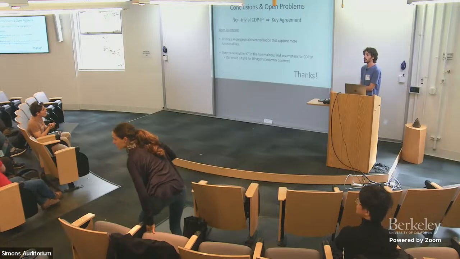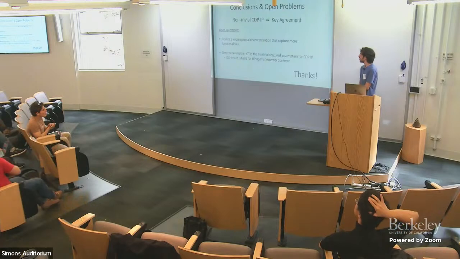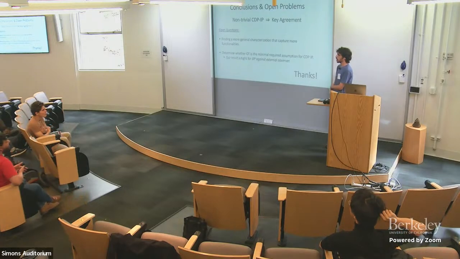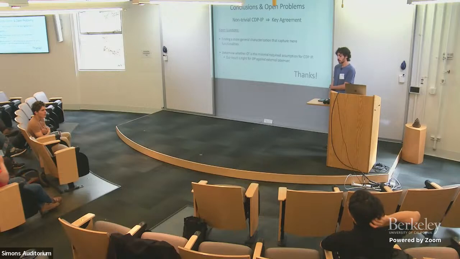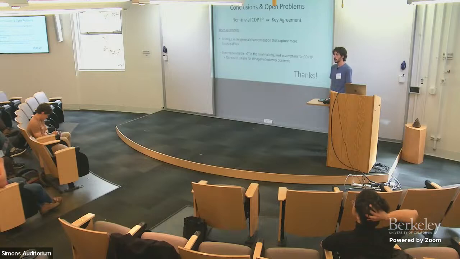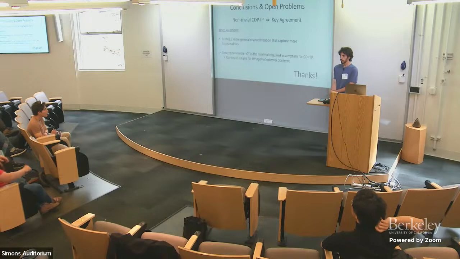Question: what do you mean by DP against external observers? So we only want that someone that sees the transcript will not get any information about the index. Oh, so you don't mean Alice and Bob? Yeah. Oh, I see.